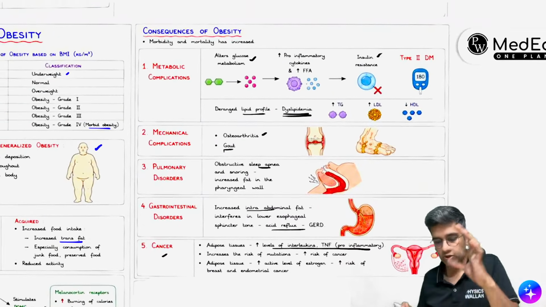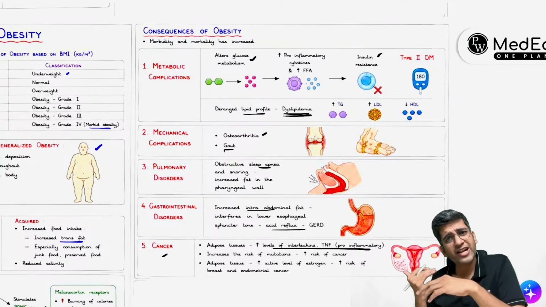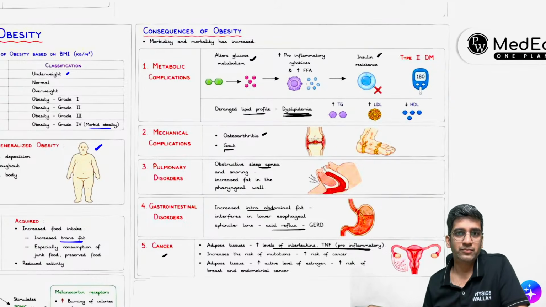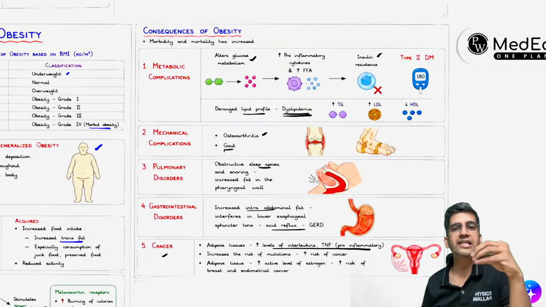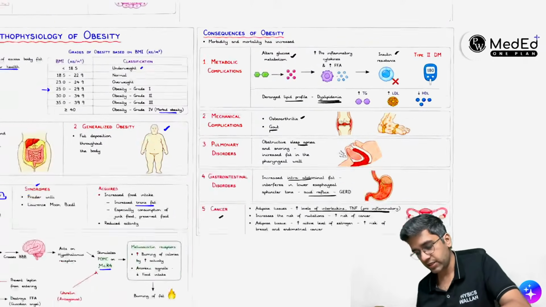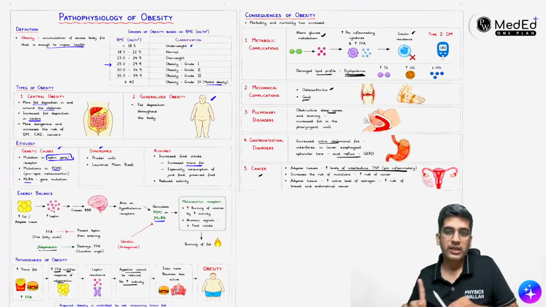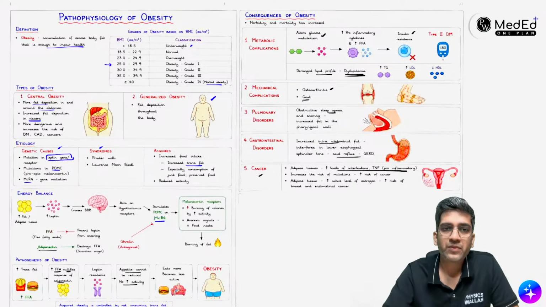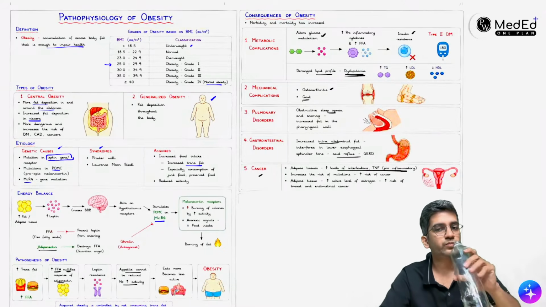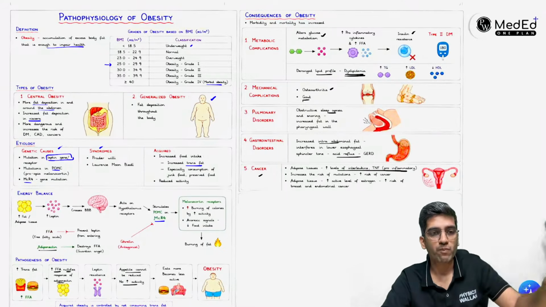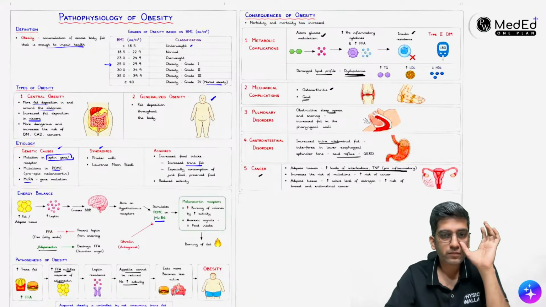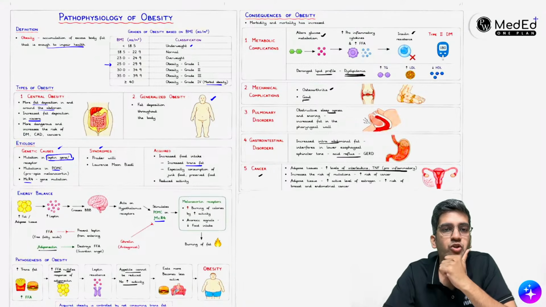I'm zooming out, complications of obesity. You can write a lot of them. Atherosclerosis, obesity is a cause. Stroke, obesity is a cause, right? These are the headings, at least 4 or 5 headings, which I want you to remember, right? Okay, I'm zooming out. That's about the pathophysiology of obesity. Clear? Any doubt, do let me know. No doubt. Let's go to the next.